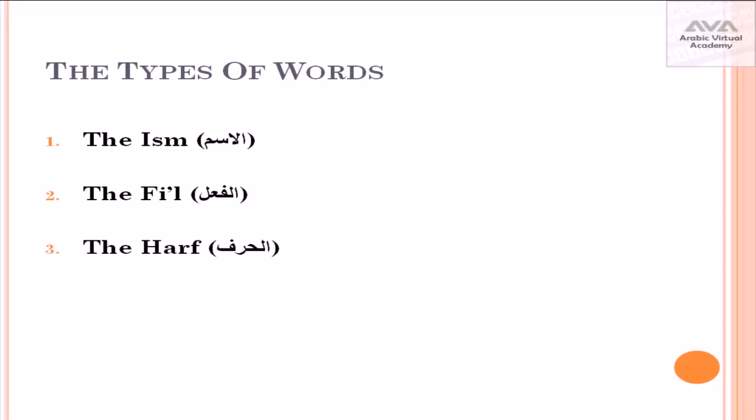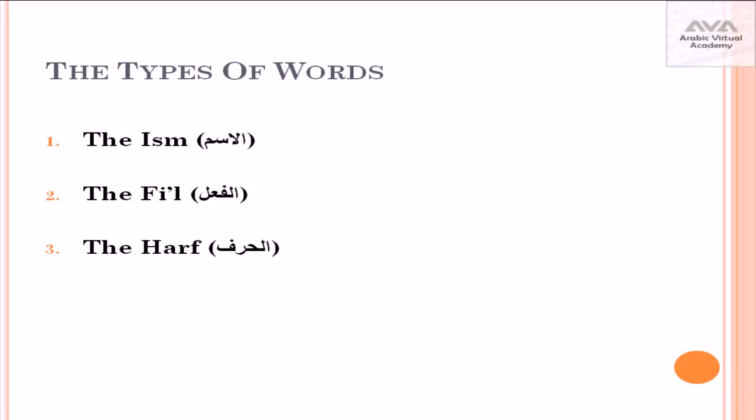So, as we said, today we're going to talk about the different types of kalimat, or the different types of words in the Arabic language. And we understand that there are three different types of words in the Arabic language. You have the ism, you have the fi'l, and you have the harf. Now repeat after me. We have the ism, or you can say ismun, fi'lun, and harfun.